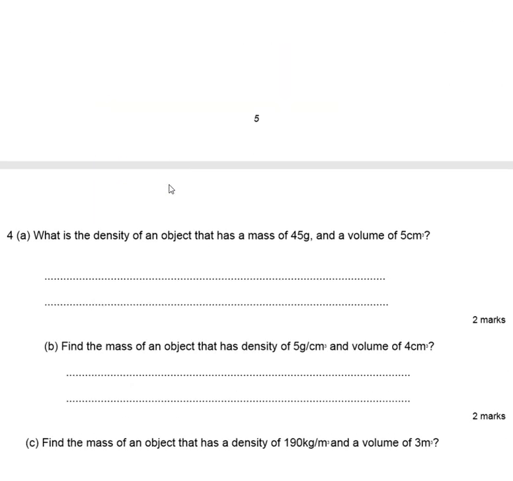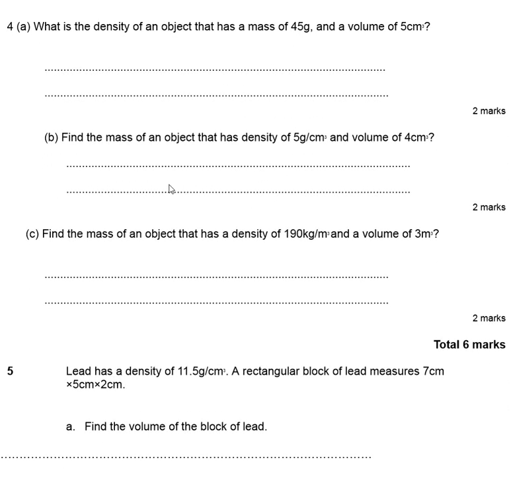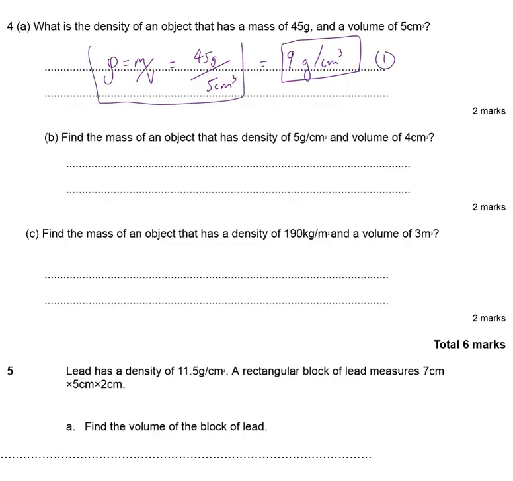Okay. Now next one is what's the density? Again, a density question. Density is mass over volume. Mass is 45 grams divided by 5 centimeters cubed. And then this will give us 9 grams per centimeter cubed. Again, you get 1 mark for the answer and the unit, and the other mark for the working out. Now find the mass. Rearrange the equation. Mass is density times volume, equal to density is 5 times 4.